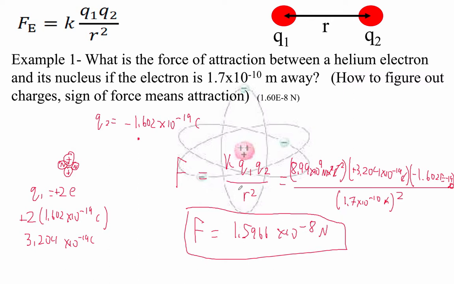By the way, the example's over. One of the great mysteries here is the acceleration. F equals ma, so a is going to be F over m. The mass of an electron is tiny. The force is 1.5966 times 10 to the minus 8th newtons, but the mass of an electron is like 9.11 times 10 to the minus 31st kilograms. So if you divide this by 9.11 times 10 to the minus 31st, you end up with roughly 2 times 10 to the 22nd meters per second squared, which is a tremendous acceleration.